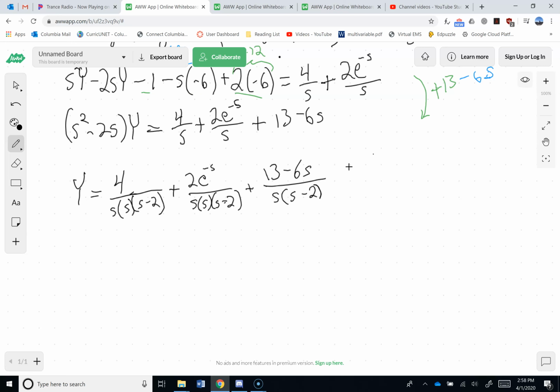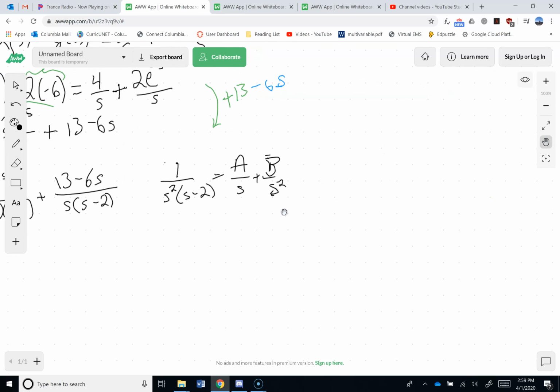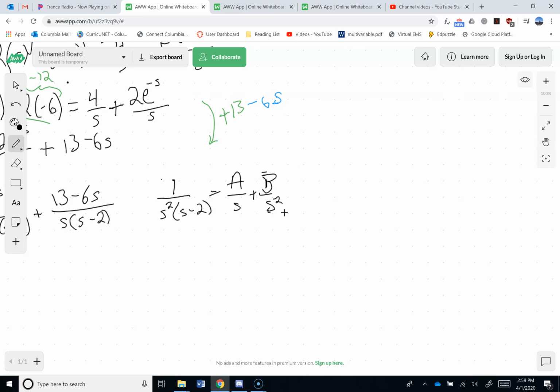Okay, and now I claim I have 2 partial fraction decompositions that I have to do off in the margin here. These aren't so bad. One of them is really easy. So the 2 that I have to do are essentially 1 over s squared times s minus 2. And that's going to be A over s plus B over s squared plus C over s minus 2.